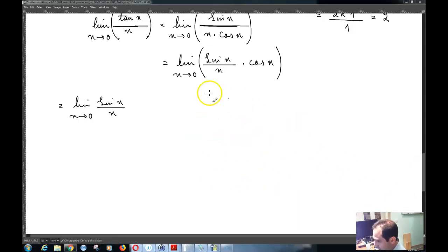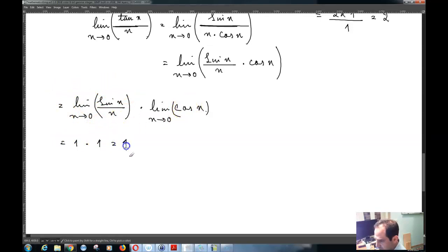So what that means is that now I can write this as the limit of sine x over x as x tends to 0 times the limit of cos x as x tends to 0, which is equal to, well, this part over here is equal to 1, and this part over here is equal to 1, so this is equal to 1.